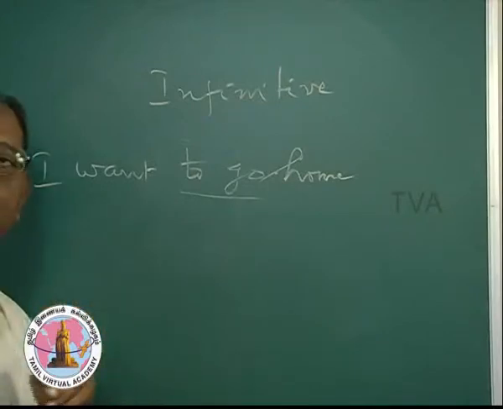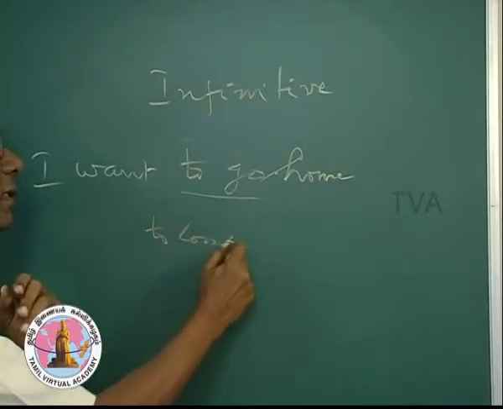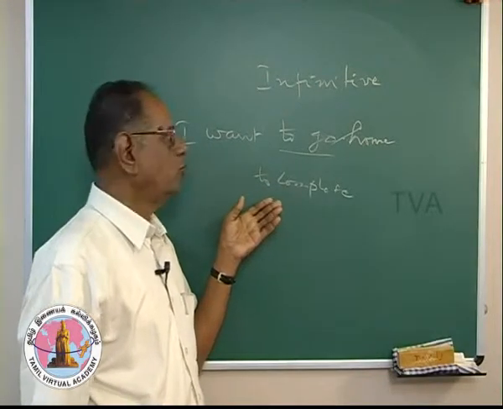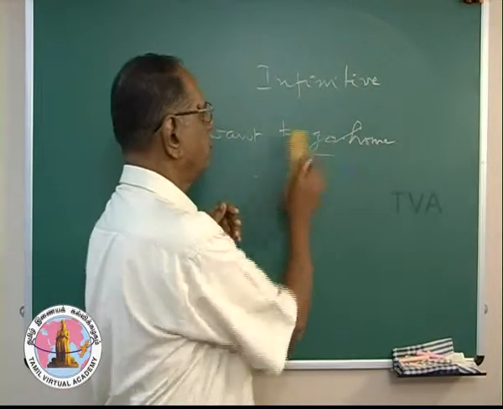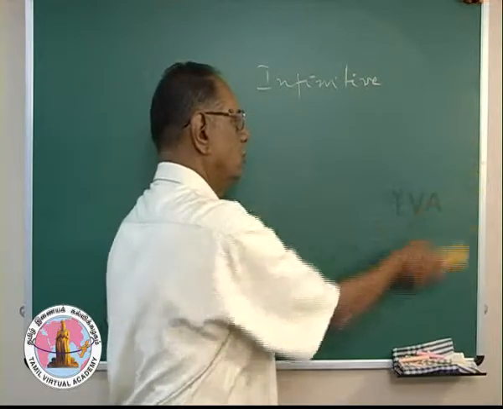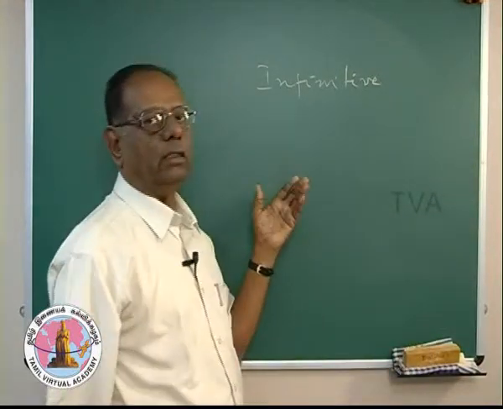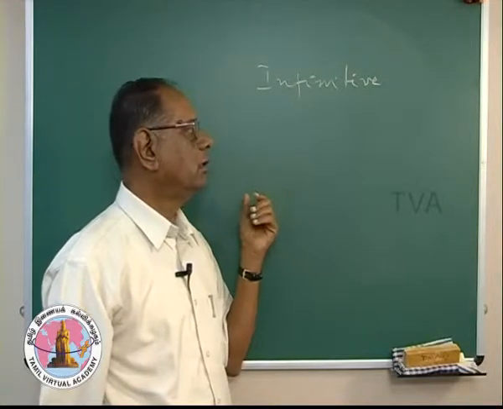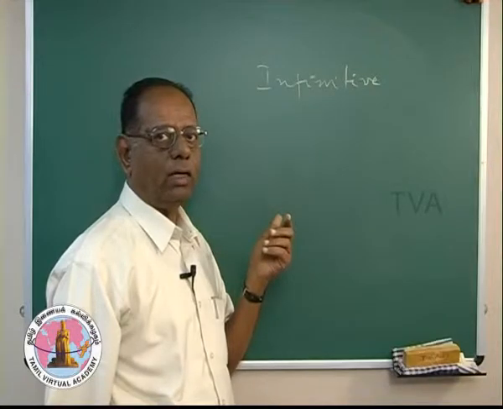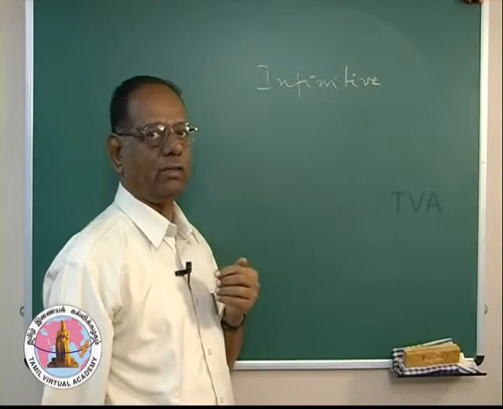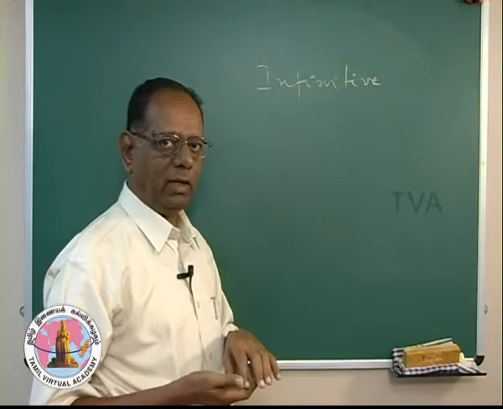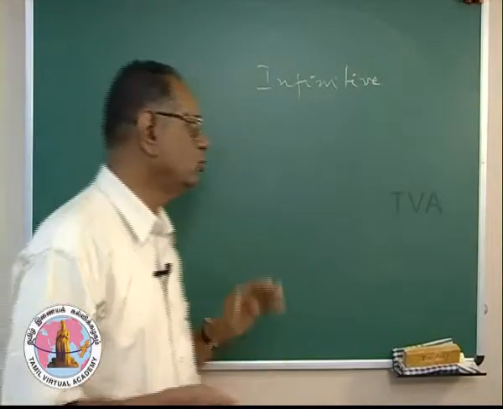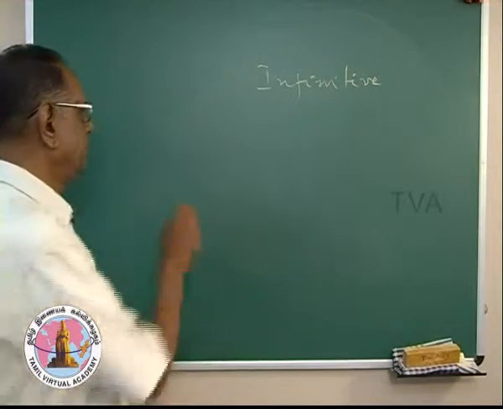I want to go home. He wants to complete the project by the weekend. She is planning to stage a drama in the festival. So all these forms are called infinitive, that is to say, they serve the purpose of a noun. They cannot be treated as verbs, for they will not accept the tense markers. So also in Tamil, you have to have a particular form of a particular verb to be infinitive in the sense.